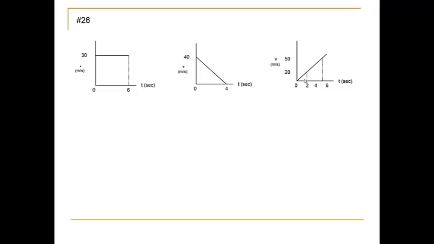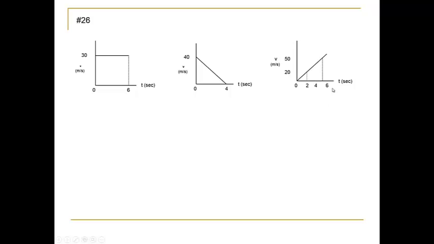Or if you know your area equation for a trapezoid, it is 1/2 base times height 1 plus height 2. So you would add your two heights, which would be 20 plus 50, which would give you 70, times 3, your time interval, 2 to 5 would be 3 seconds, so your base is 3, times 1/2, which would give you 105.